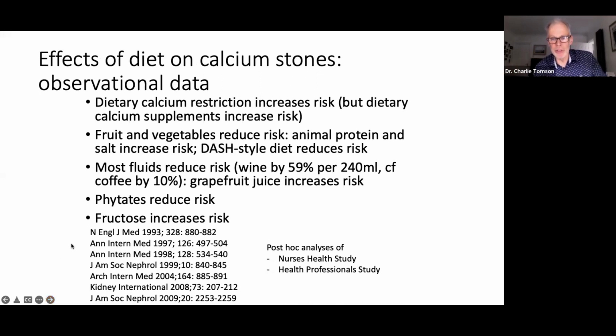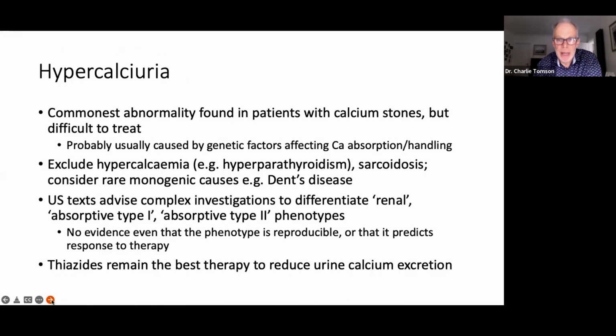Because these surveys included long-term observation and lots of collection of risk factors, they were able to analyze the effects of all these different dietary variables on the risk of forming calcium stones. So a high urine calcium is the commonest abnormality found in patients with calcium stones, and it's the most difficult to treat. It's normally caused by a number of risk factors, including genetic factors that are becoming more and more understood with every passing year.